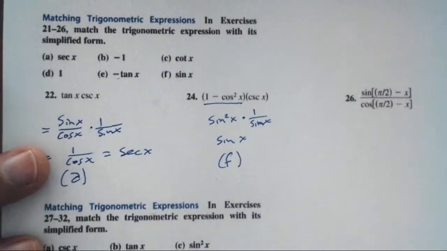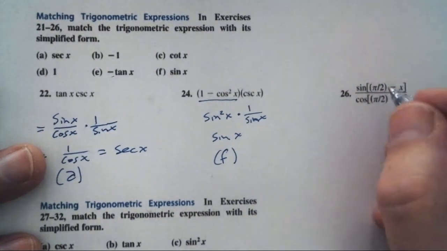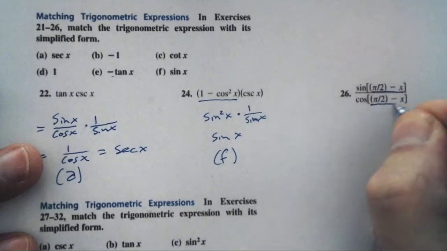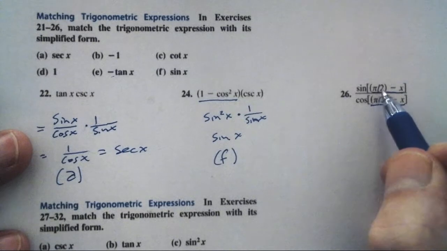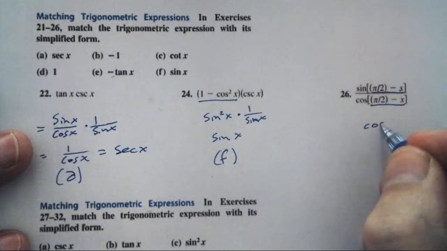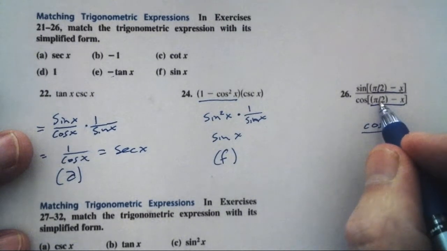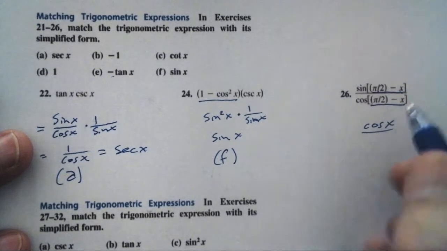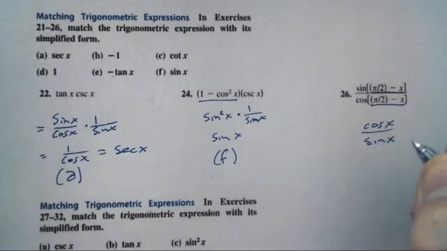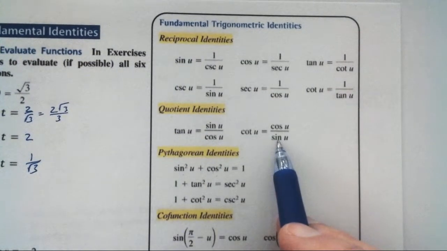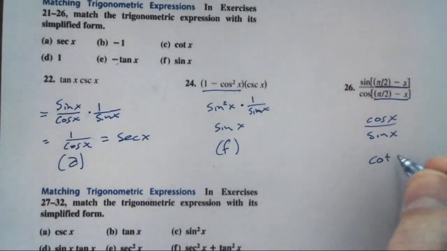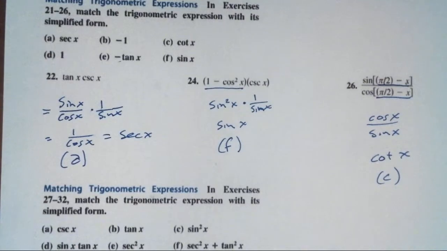Okay, and remember when I said on the back page, the cofunction rules, they don't disguise them. Sine of 90 degrees or pi on 2 minus x is cosine of x. Cosine of 90 degrees or pi on 2 minus x is sine of x. And cosine of an angle on sine of an angle is cotangent of the angle. This is cotangent of x, or C.